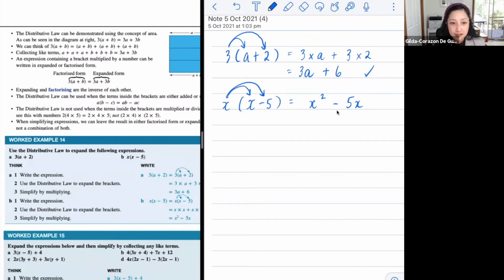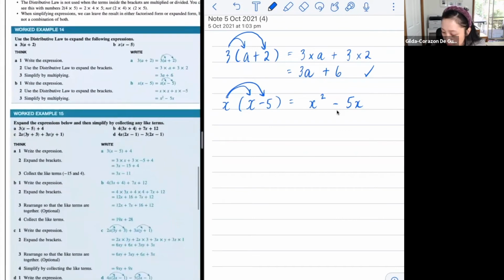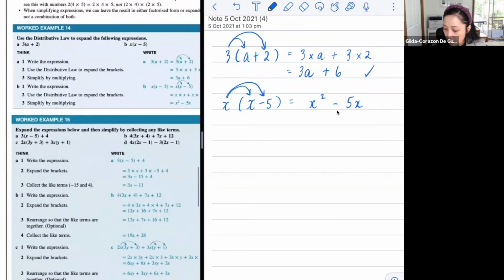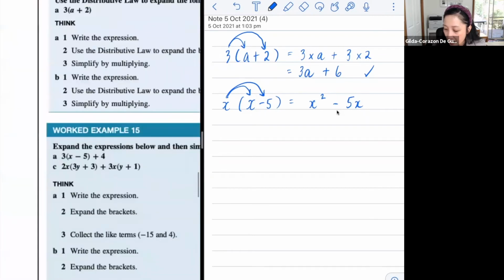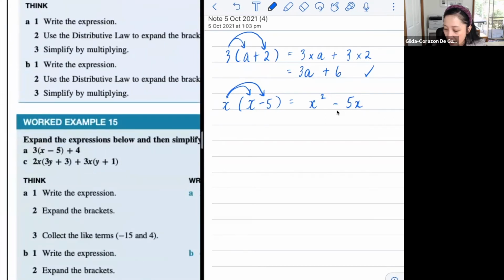Okay, yeah. Let's have a few other examples wherein you would have to expand and simplify, right? So what we want to do would be to expand first and then simplify later, right? So when we have that, we would only multiply or distribute the 3 to the ones inside the brackets.